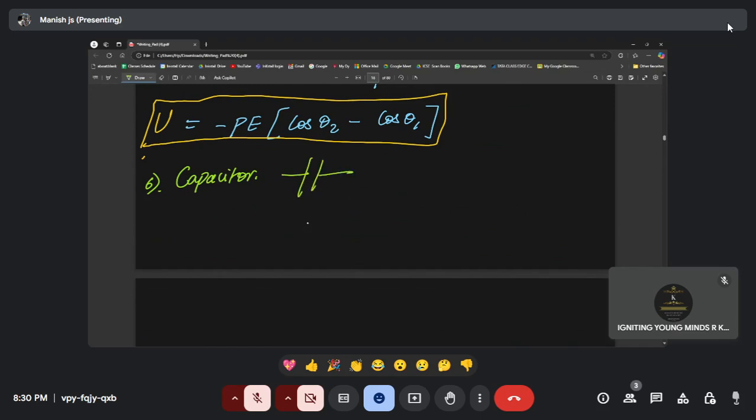We draw it by using two parallel lines. This is how it looks. I repeat, it is parallel lines. You should not draw one big line and one small line. This is not a capacitor. We call it a cell.